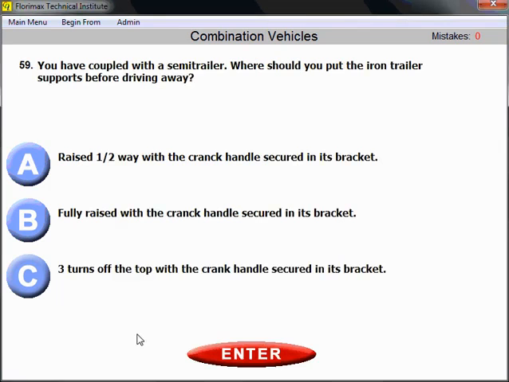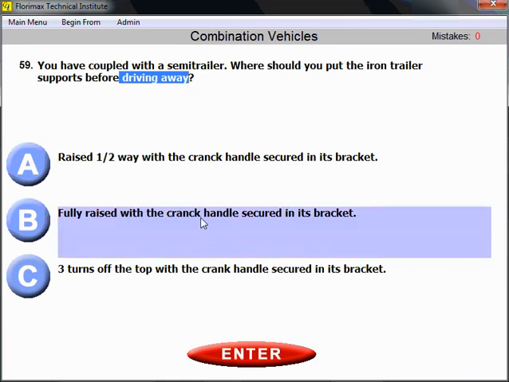Question number 59. You have coupled with a semi-trailer. Where should you put the iron trailer supports before driving away? You remember, like 5 questions ago, you were asked where the iron trailer supports should be when you checked? And the answer was slightly raised. Now you are ready to drive away. Where should the iron trailer supports be? They should be fully raised now and with the crank handle secured.